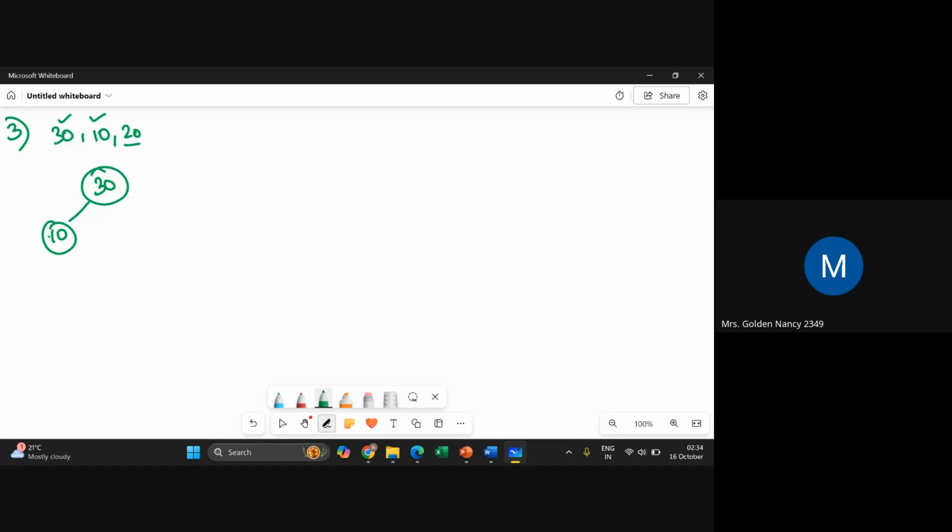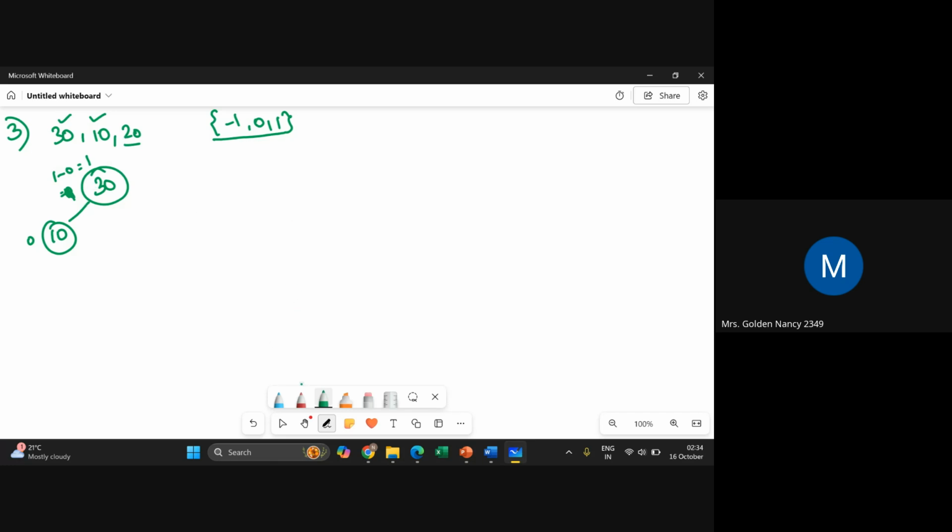Now check the balance factor. Balance factor of 10 is 0 because there is no left and right. But for 30, you have one node in the left subtree and no node in the right subtree, so it is 1. So the balance factors are minus 1, 0 and 1. The balance factor should be from this set only. Now the balance factor is not violated, so two nodes are inserted successfully.